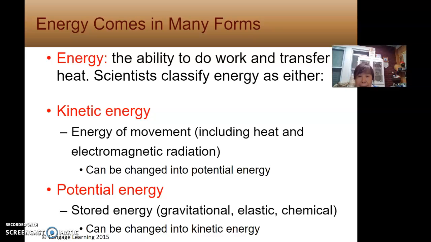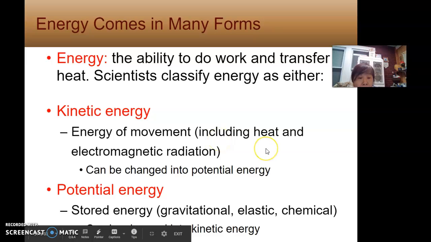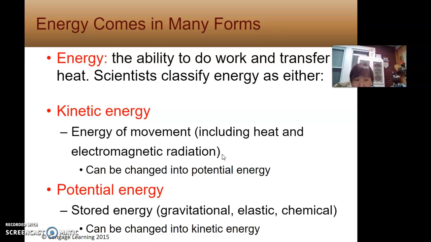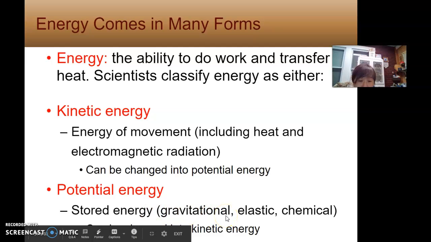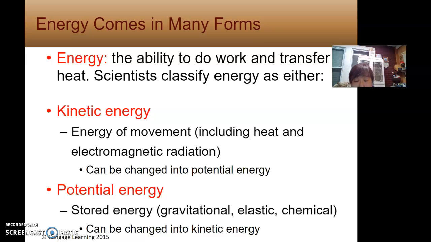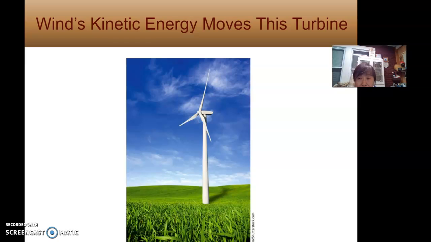So what is energy? Energy is the ability to do work and transfer heat. Scientists classify energy as either kinetic energy, which involves moving, and potential energy. Kinetic energy is energy of movement, including heat and electromagnetic radiation, because they are microscopic-level movement of the particles. Kinetic energy can be changed into potential energy. Potential energy is stored energy, such as gravitational energy, elastic energy, and chemical energy, and it can be changed into kinetic energy. This energy is kinetic energy because the energy is in the moving of the turbine.